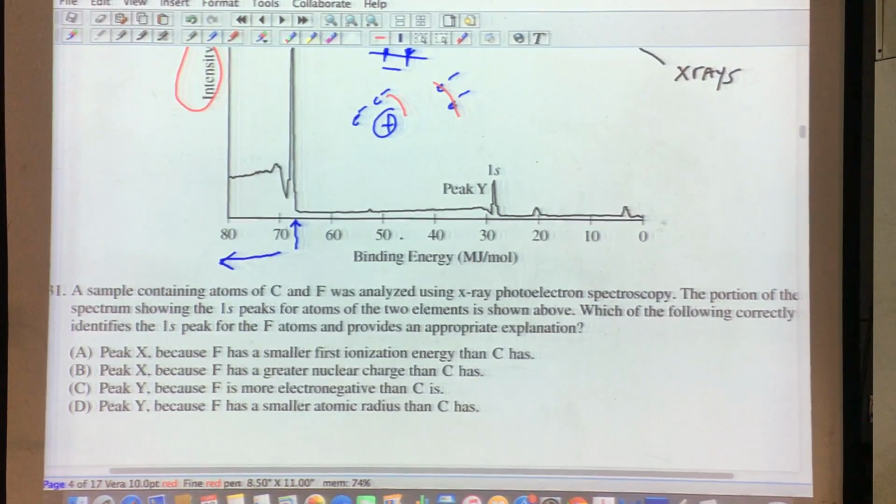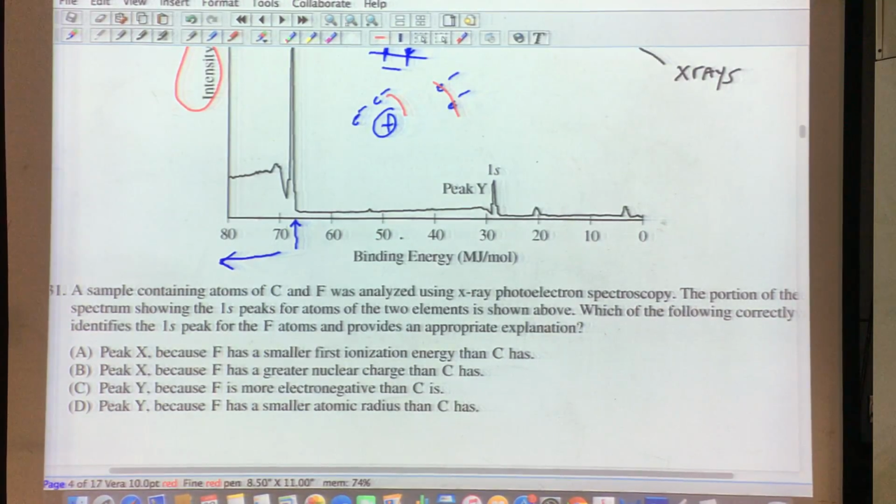All right, 31. A sample of carbon and fluorine was analyzed using X-ray photoelectron emission spectroscopy. The portion of the spectrum shows the 1s peaks for both. Which of the following correctly identifies the 1s peak for the F atoms?